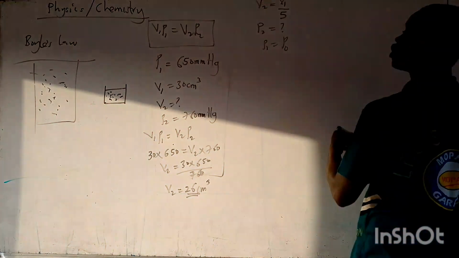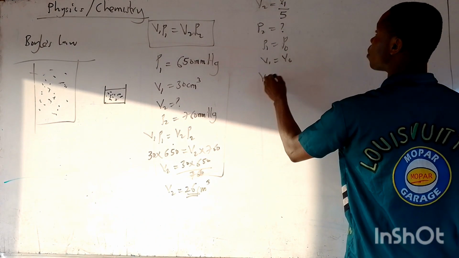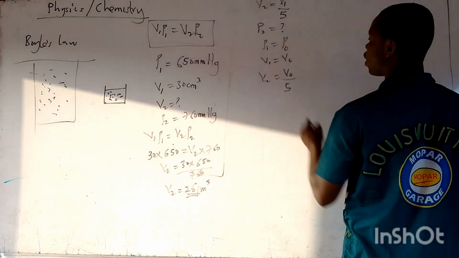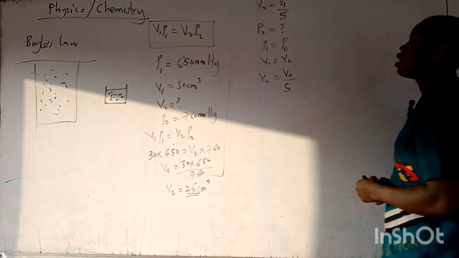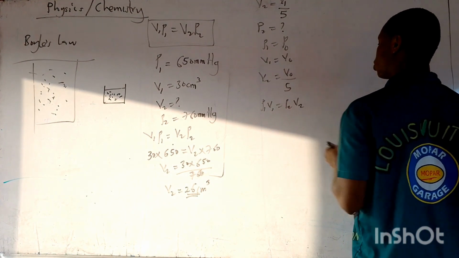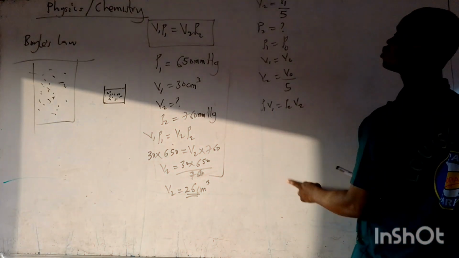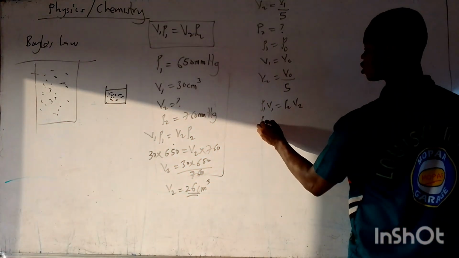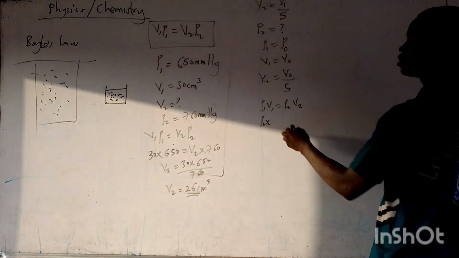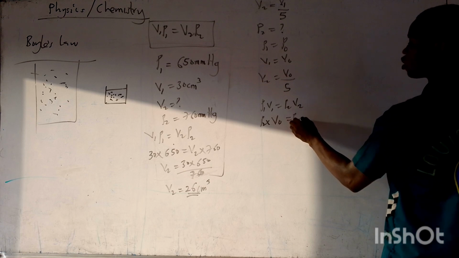Yeah, which is V naught, right? And V1 is what? V naught. So this V2 will now become V naught/5. Are you following? So from here, we know that P1 V1 is equal to P2 V2, right? So from here, what do you have? P1 is P naught times V1, V naught, is equal to P2, which we are looking for.